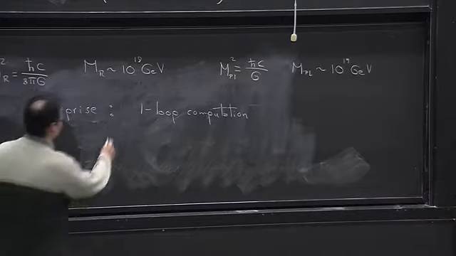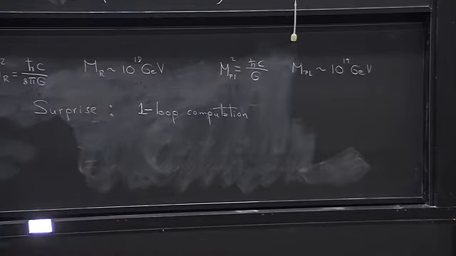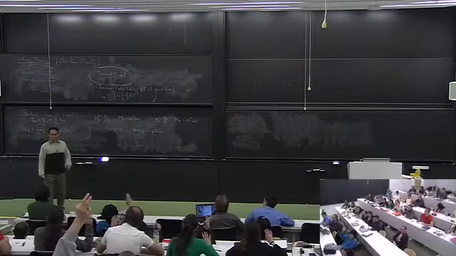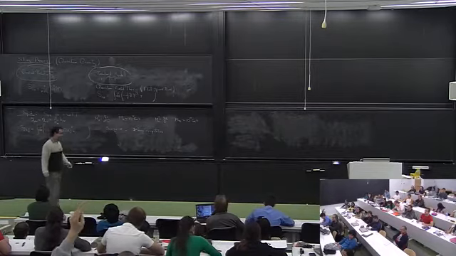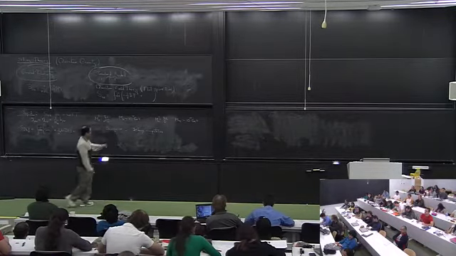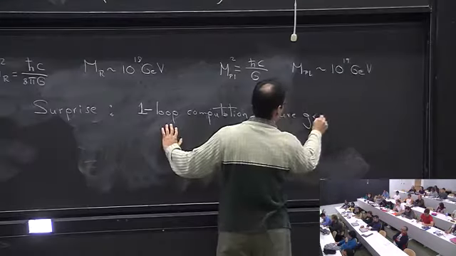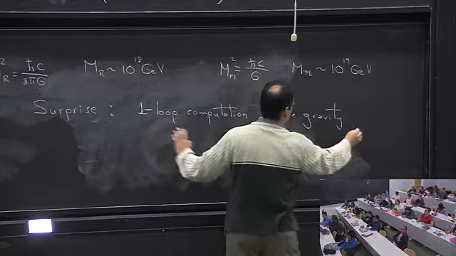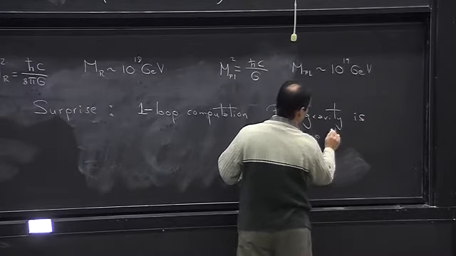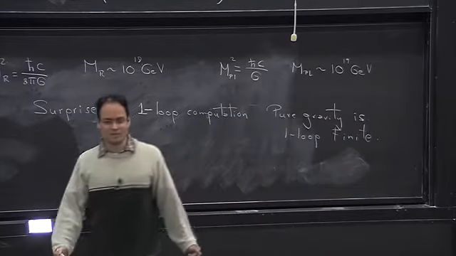Okay. Maybe I should have asked, who thinks it's not going to be divergent? Wow, there are more. Very good. Well, it turns out that pure gravity is what is called one-loop finite. So indeed, it's not divergent.